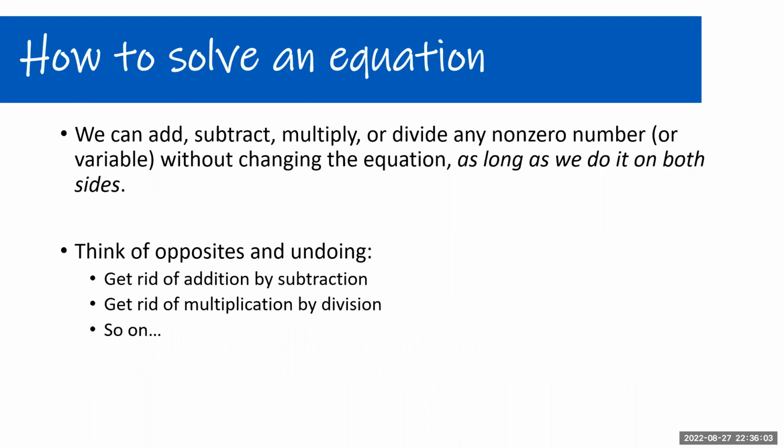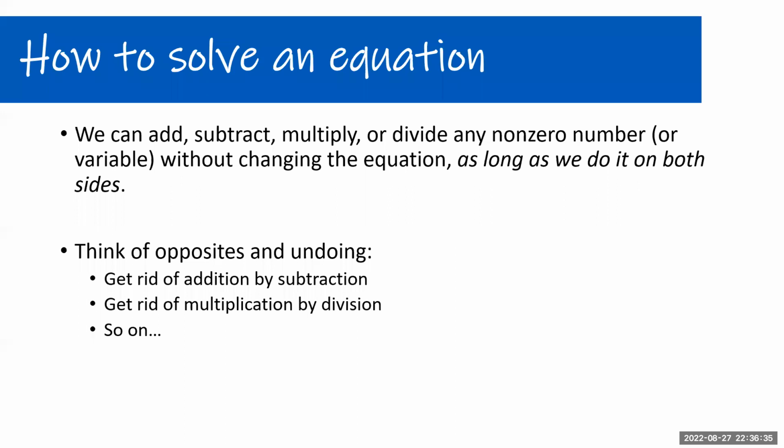Okay, so solving an equation. To solve an equation, we can add, we can subtract, we can multiply, we can divide by any non-zero number or by any variable, because remember that's going to represent a number, without changing the equation. Okay? We can do anything we want to this equation, basically, as long as we do it on both sides. So if we add 4 somewhere, we have to add 4 on the other side. Otherwise, we'll end up with an imbalance that's no longer true.